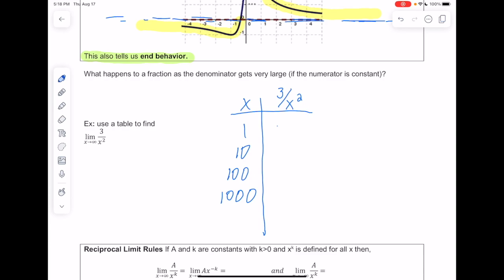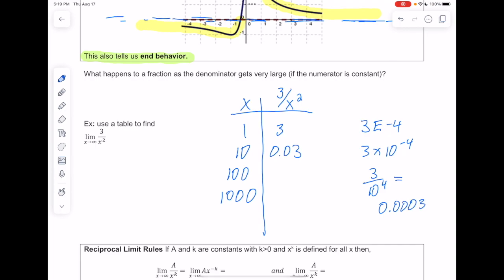So we got 3 for the first one. We got 0.03 for the second one. For the third one, we got 3e negative 4, which means 3 times 10 to the negative 4th, which is the same as 3 over 10 to the 4th, which if you divide it will move the decimal left 4 spots, and we get 0.0003.